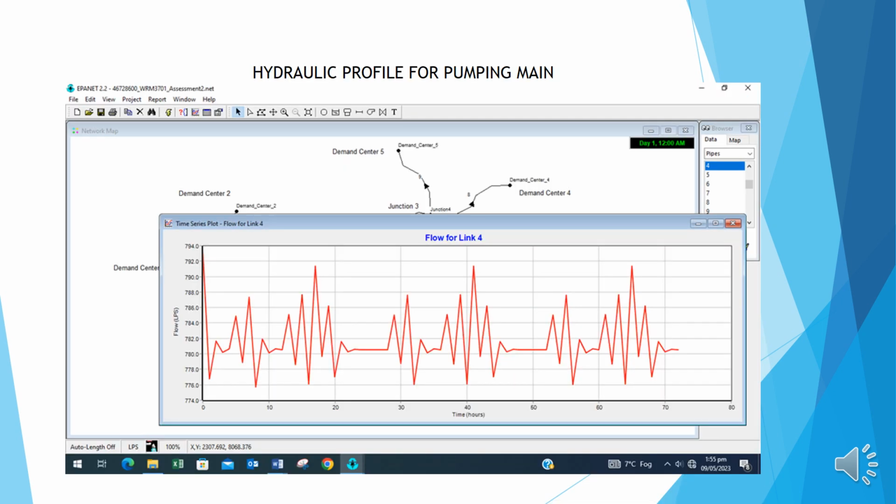Then the hydraulic profile for the pumping main, that's the pipe which takes water from the water treatment plant into the bulk storage tank, is shown here. And as per the figure, you can see that it actually gives a uniform flow from 0 hours up to an extent of 72 hours.